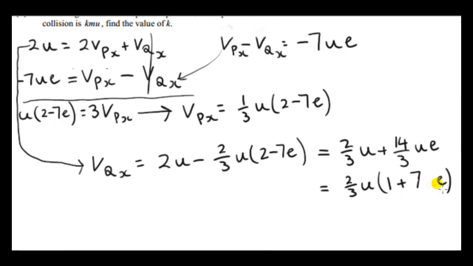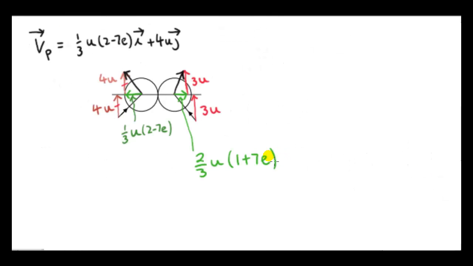I need to make a correction here. This should be 7e. Now we know for a fact that this thing is positive. Well, e is a positive number, and we're adding 7 times e onto 1, and u is positive, so clearly this is positive. So we have a rough idea of what direction VQ is in. Okay, the x component will be positive. So here's our vector VQ.